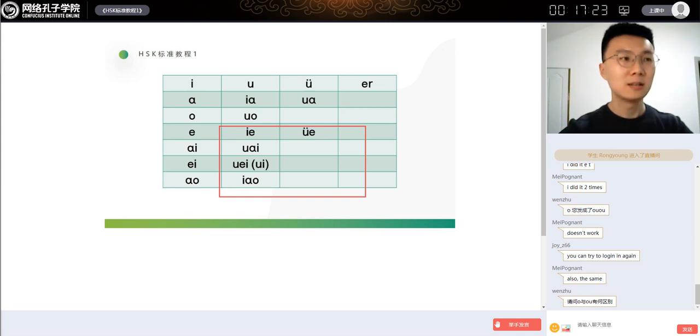Okay, now let's look at these three. Listen. Ai. Ei. Ao. In these three, the first sound is louder and longer than the second one.